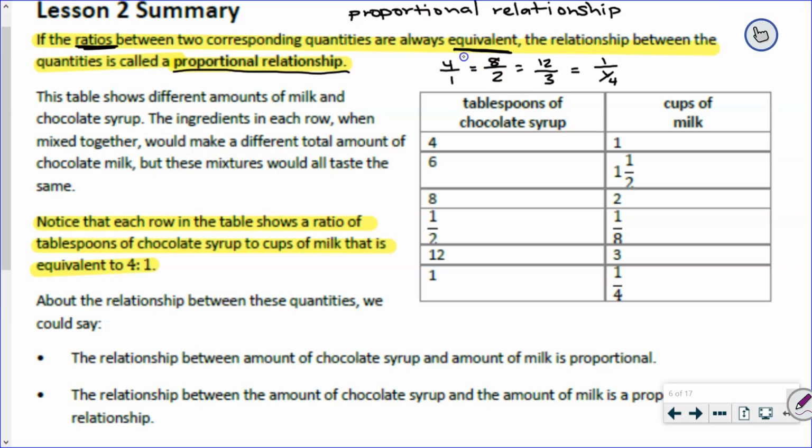And I'm running out of space, so I'm not going to mark it down, but how does a 4 change to an 8? Gabe? Times by 2, so the 1 is also times by 2 and we get 2. How does the 4 change to a 12? Jerem? We times by 3, so the 1 is multiplied by 3 to give me 3.